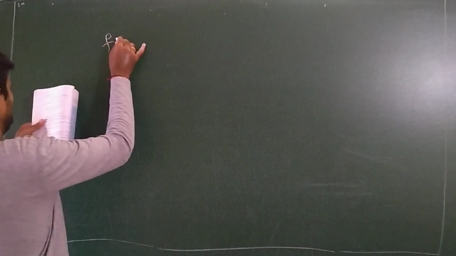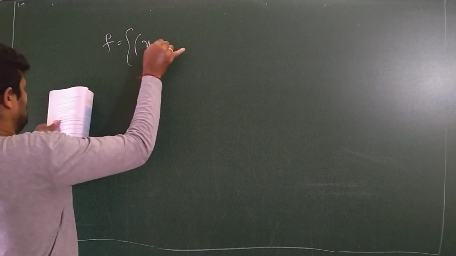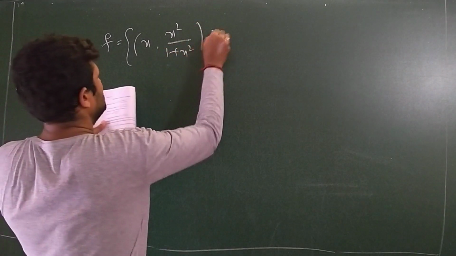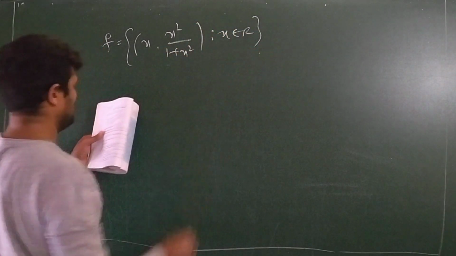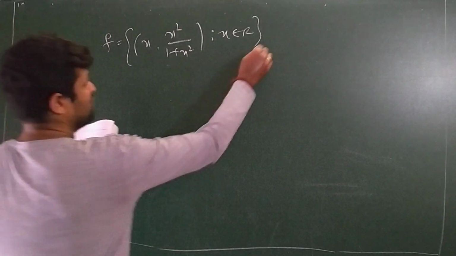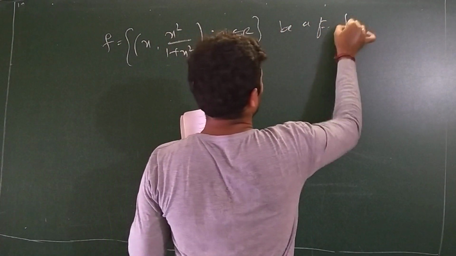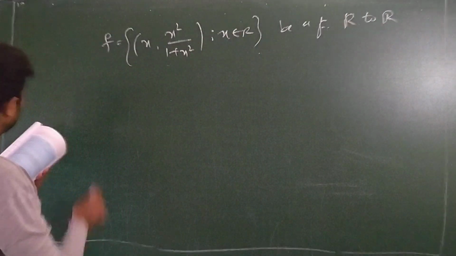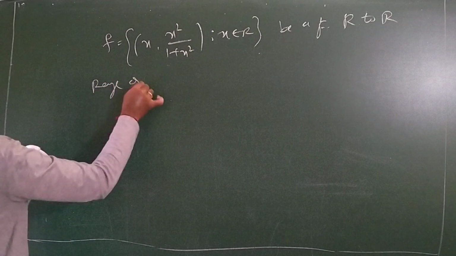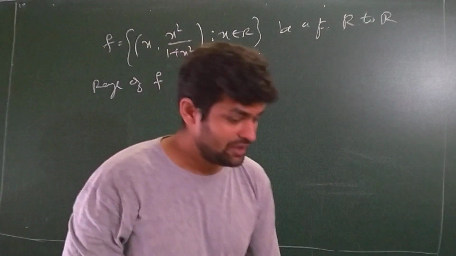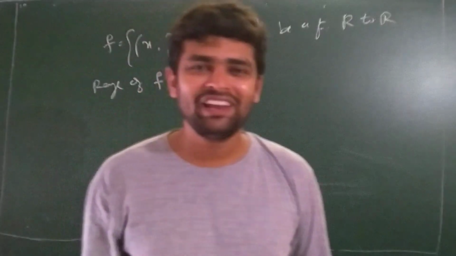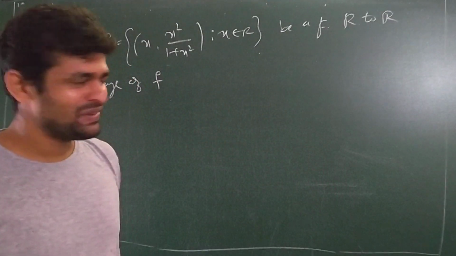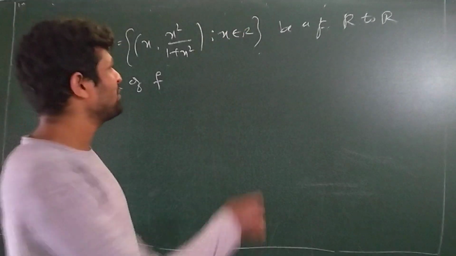Okay, f is equal to x comma x square divided by 1 plus x square, x belongs to R. Let it be a function from R to R. Determine the range. Find the range of f. See the beauty. Find the range of f. What is the domain? Domain is the real numbers. Very nice. Because he has given x belongs to R, x is nothing but our domain.